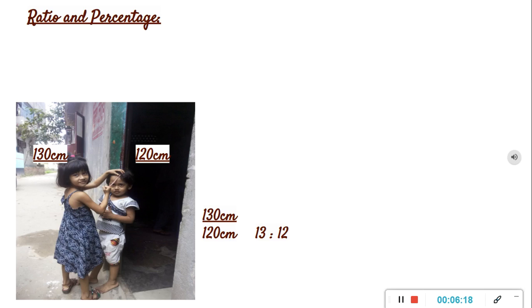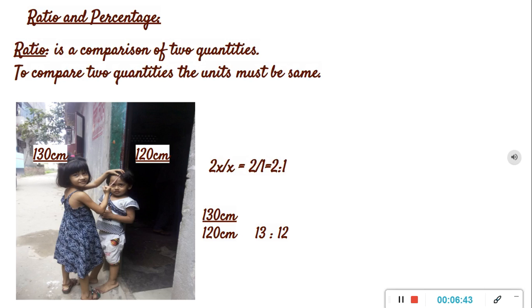So this is the ratio of the height of A and B. Now another way of expressing that, let's say that the height of A is twice the height of B. That means if the height of B is x, then the height of A will be 2x. So in this case, what would be the ratio? The ratio of height of A by height of B would be 2x by x, which is 2 upon 1, which is 2 is to 1.